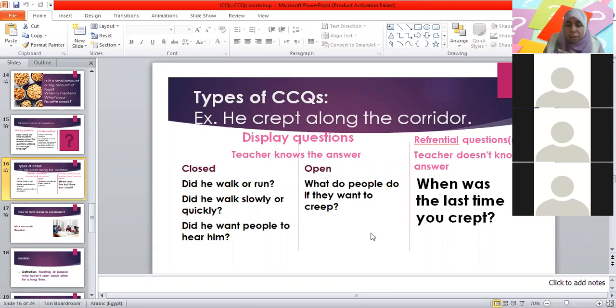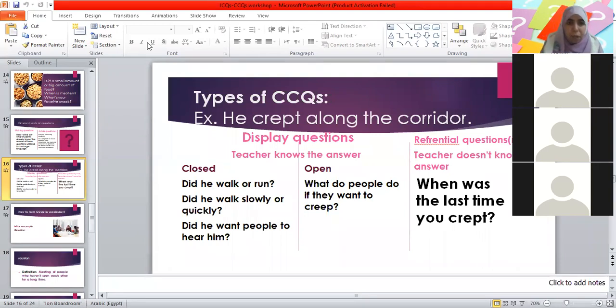When was the last time you crept? For example, yesterday morning I crept because I didn't want my mother to get up. She was sleeping and I crept because I didn't want my mother to get up. This is about the last time you crept, Saturday morning, for example. And here each student gives a different answer.